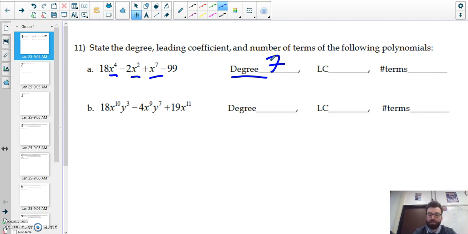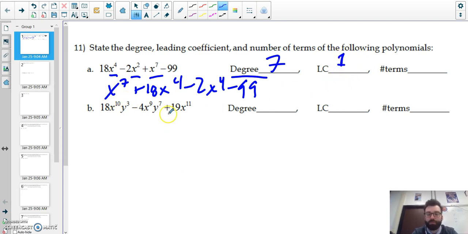The leading coefficient, remember, 18 is not the leading coefficient. If I were to write this in standard form, the leading coefficient is determined by the term with the highest degree. The term with the highest degree is x to the 7th, so my leading coefficient is 1. There are 1, 2, 3, 4 terms. How do I know that? Because there are 4 things separated by addition or subtraction.